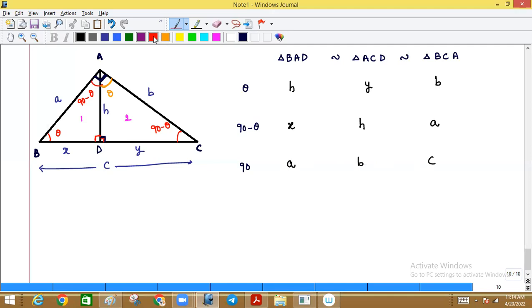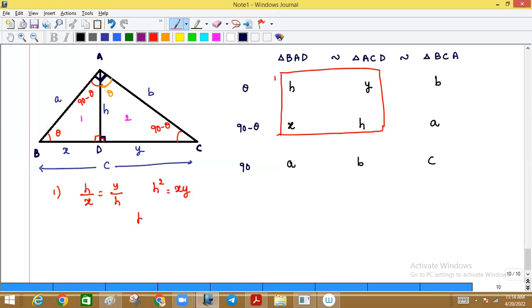See, sides are proportional, we know. If sides are proportional, first can I write it like this? These sides, if I take this box, I'll take it as the first one. H by X is equal to Y by H. Therefore, H square is equal to XY. When X and Y are given, and it is theta and 90 minus theta, how do I find H? H is equal to root of XY. Is it clear? This is the first formula.